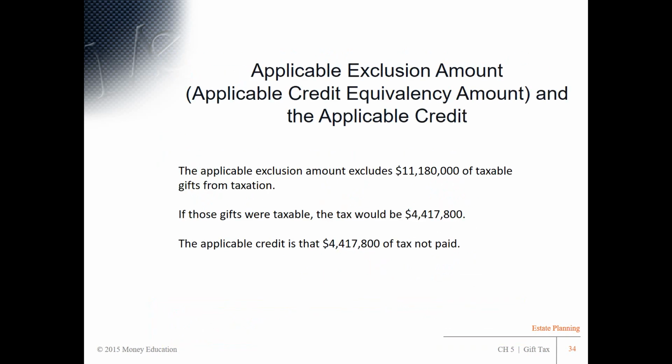Okay, the applicable exclusion amount, it's also called the applicable credit equivalency amount, and the applicable credit. So now we've got another similar sounding vocabulary word. The applicable exclusion amount excludes $11,180,000 of taxable gifts from taxation over a lifetime. Now, if those gifts were taxable, the tax on them would be $4,417,800. So the applicable credit is going to be that $4,417,800 of tax not paid. So that's what they mean by the applicable credit amount. It's going to change a little bit every year, which just makes it kind of miserable in terms of making calculations. But that's what the applicable credit amount means.